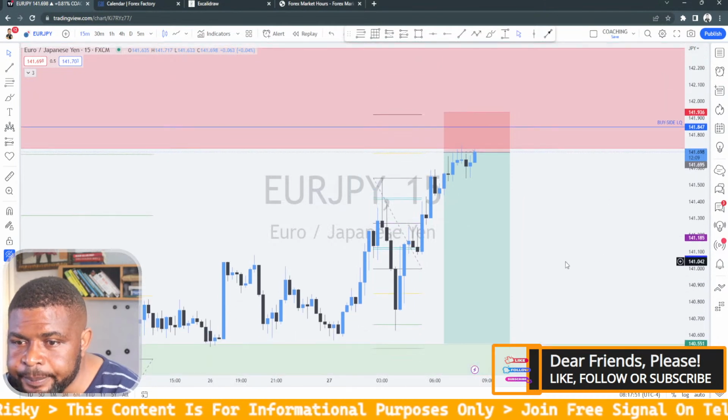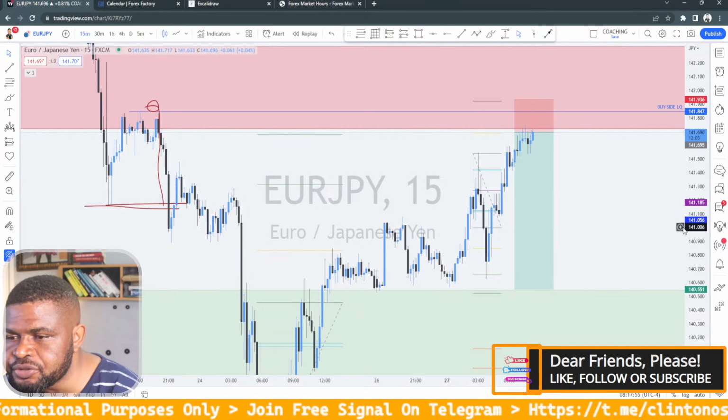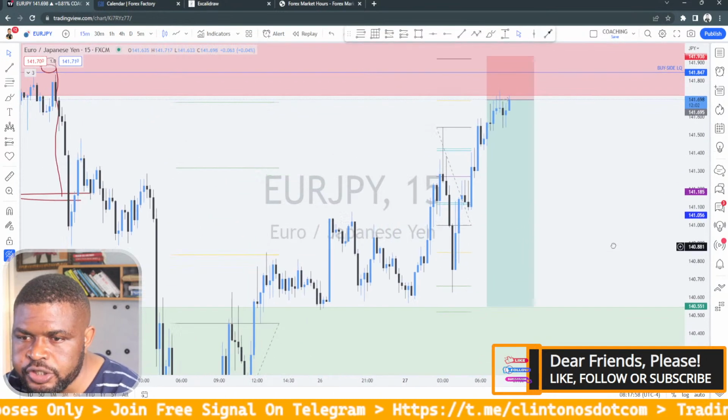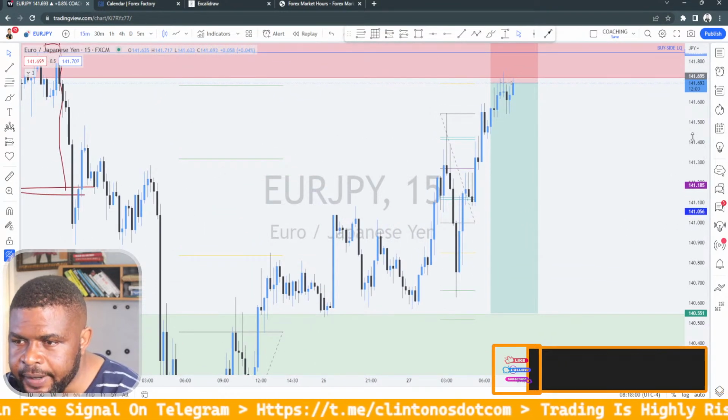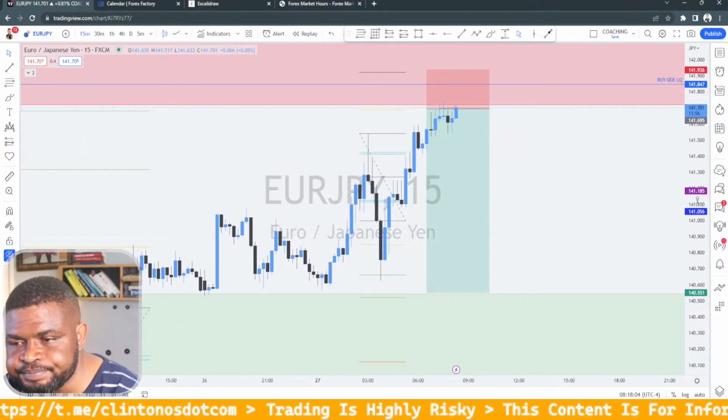Price is very bullish. The euro is so bullish. Euro is bullish, and pound yen is weak. That's what it's playing out.